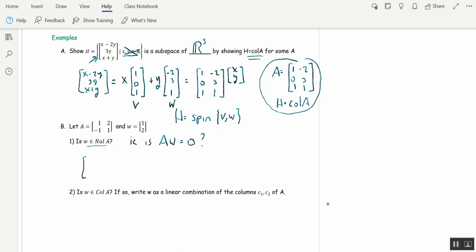computation. We just compute AW. 1, 2, negative 1, 1, times 1, 2, and we get 5, 1. That's not equal to the 0 vector, 0, 0. So no, W is not in null A.